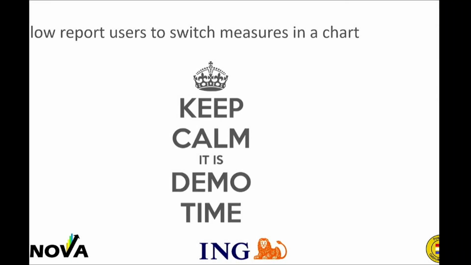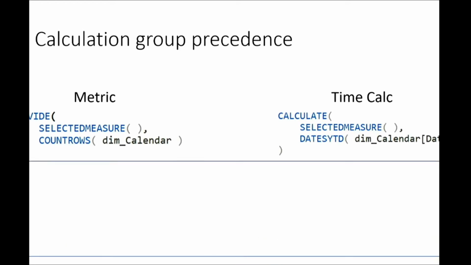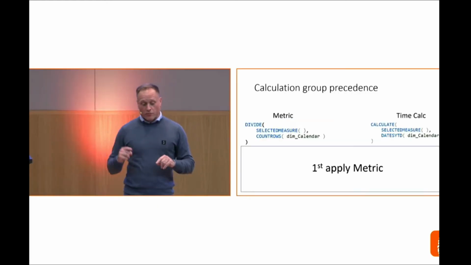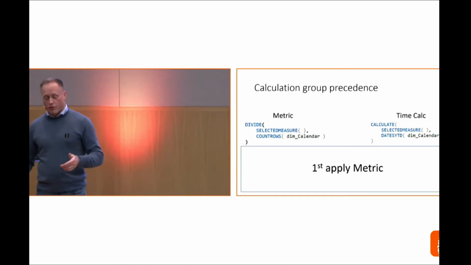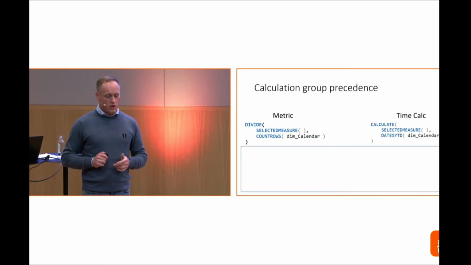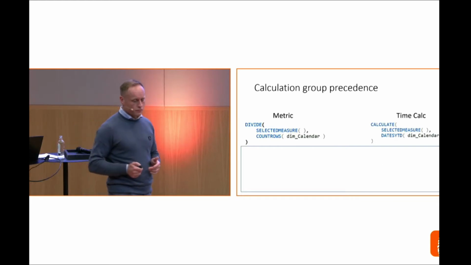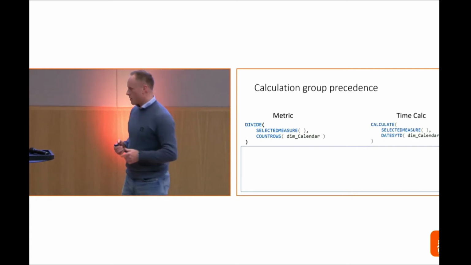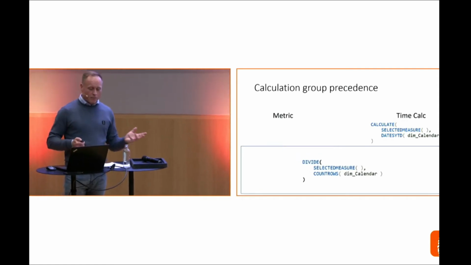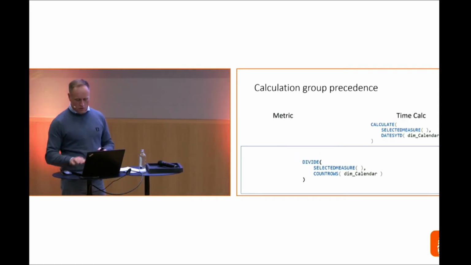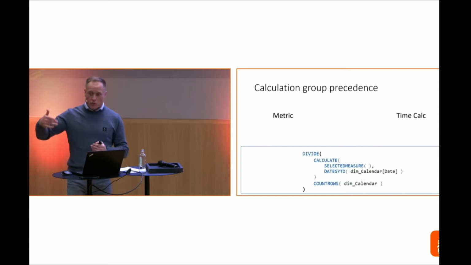Calculation group precedence. Okay, so we have these exact 2 calculation items active now on my report. The question is, which one gets applied first? Right now, the metric gets applied first, so the selected measure divided by the count rows. I just wrote that measure; that is how I compute the daily average. If that gets applied first, then what do we get? We'll get there. So we apply the metric first, and then afterwards we apply the time calc.